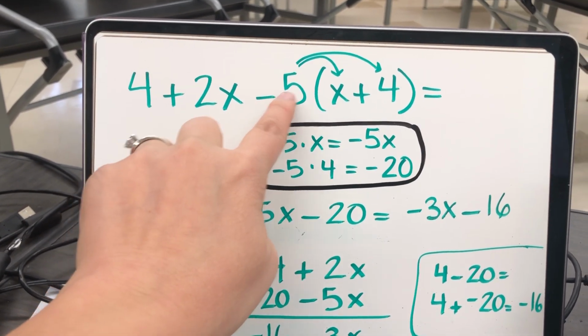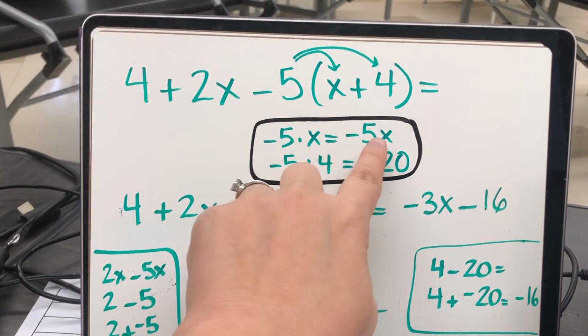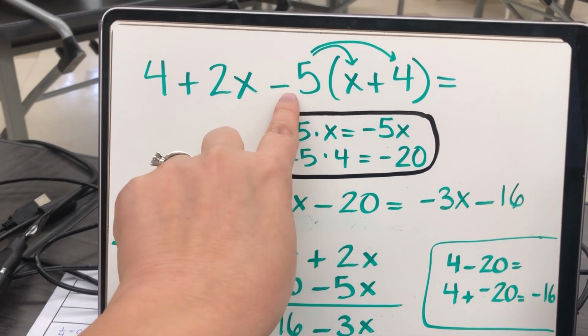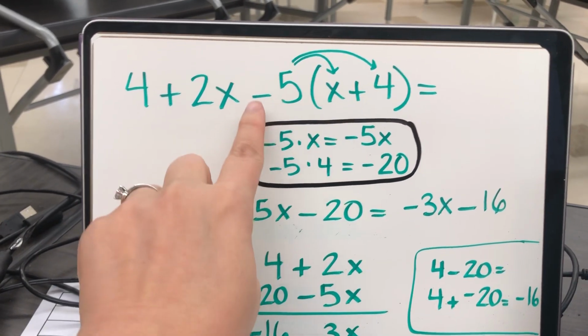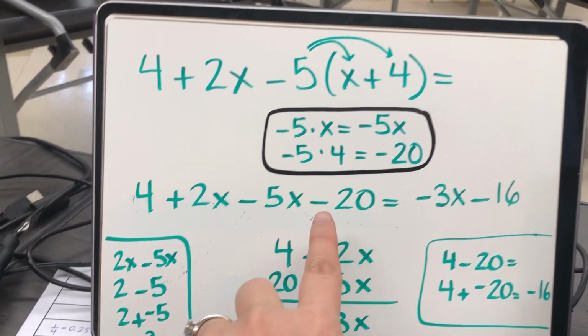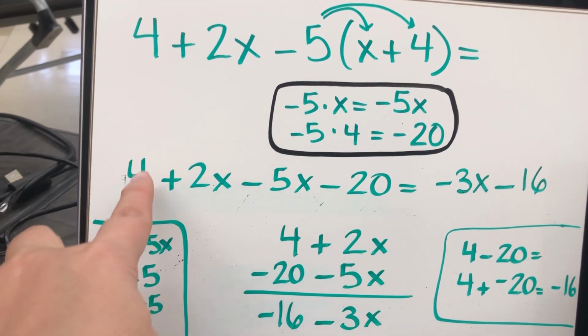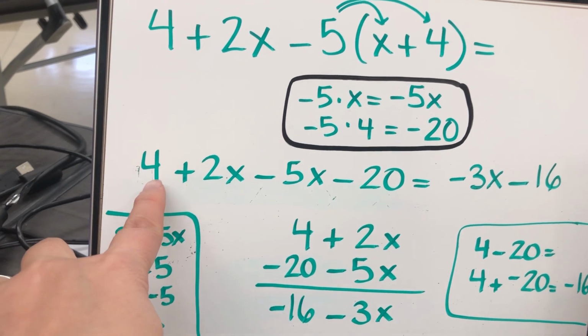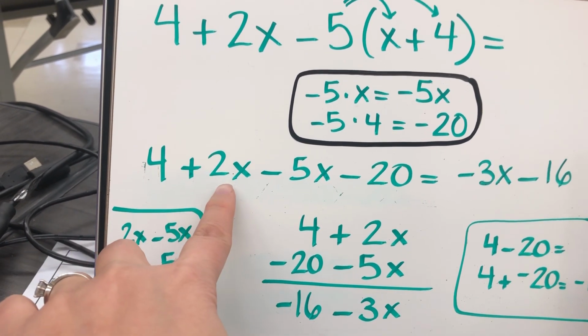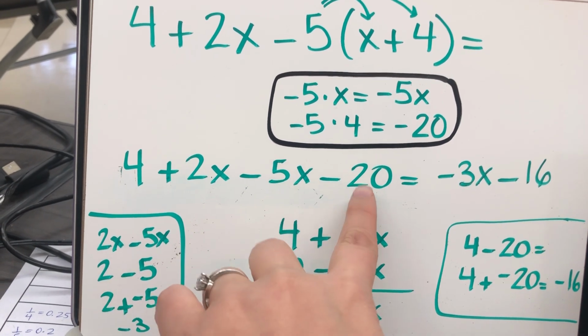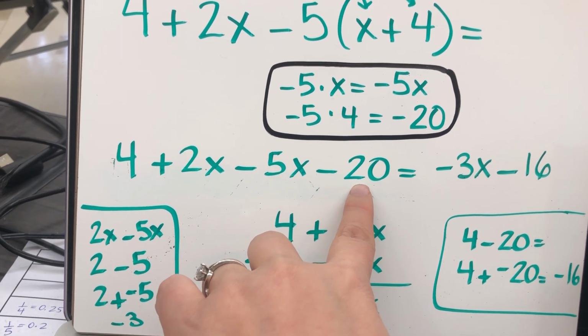So negative 5 times x. That gives me negative 5x, and I write it here. Then negative 5 times 4, which gives me negative 20. So I write that here. Now I have to combine like terms because there are 4 terms here. This is one term, 2x is another term, negative 5x is another term, and negative 20 is another term.